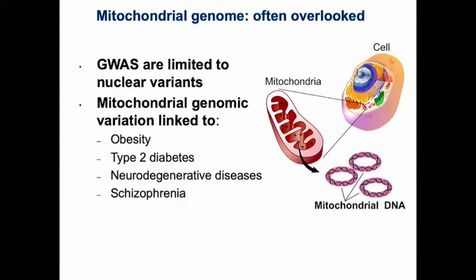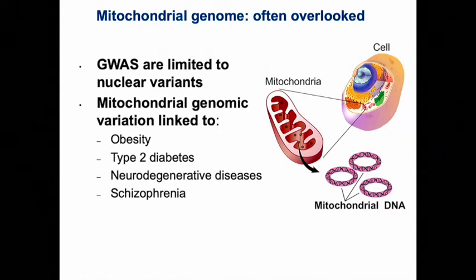Nonetheless, we also know that another genome, namely that of the mitochondria, is increasingly linked to certain phenotypes. For example, certain diseases such as obesity, which we study in the lab, type 2 diabetes, neurodegenerative diseases, and schizophrenia, and so forth. So we wondered, should we also consider the mitochondrial genome and its variation in this population? And if so, how has this already been addressed? Has this been addressed comprehensively?